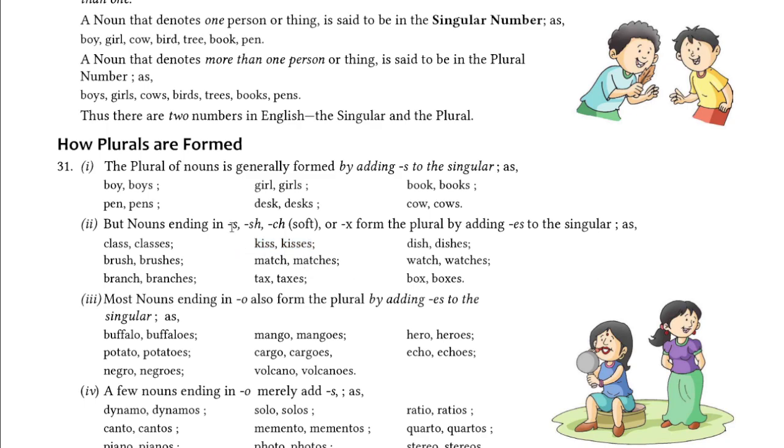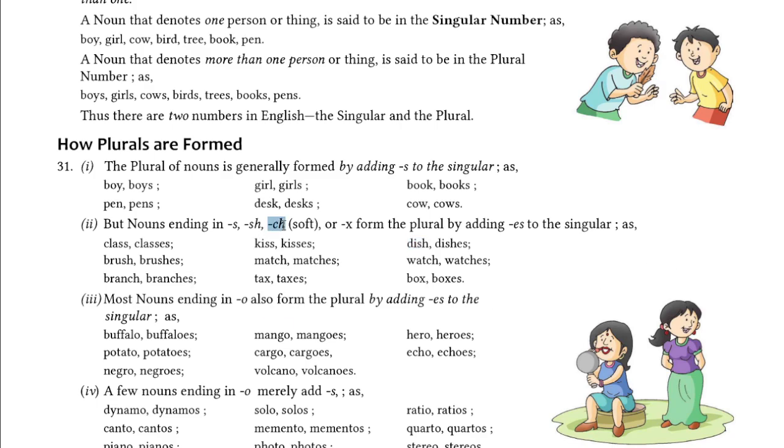A noun which ends in sh, like brush, would also take es at the end, and we would get a plural form, brushes. Similarly, look at dish. This noun ends in sh, and it would only take es at the end of it to form a plural, a noun in plural number.